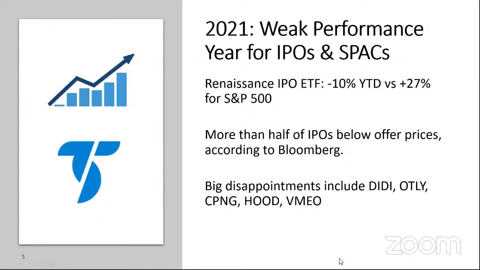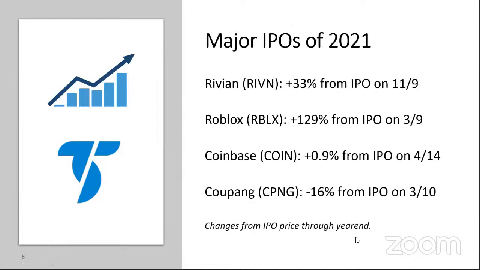But the thing is that the performance was quite bad. When you look at them overall, the IPO ETF that tracks companies in their first 12 months as public companies was down 10% on the calendar year versus the S&P up 27%. Most of the companies went below their offer prices, and there were all kinds of big disappointments like Oatly, DiDi, Robinhood, and a lot of others.